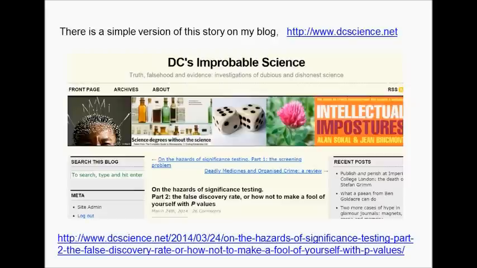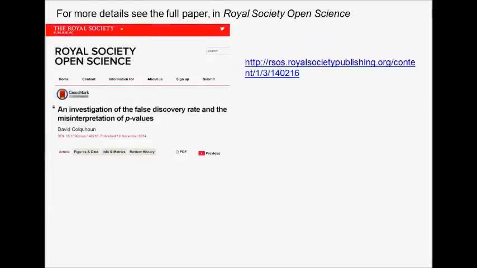You can read more about this on my blog. There's a simple version on the blog, which is where the work started. If you put "hazards of significance testing" in the search box, you can come up with part 1, which is about screening tests, and part 2, which is a simplified version of the p-value interpretation. It's been written up now as a proper paper published in Royal Society Open Science. It's a nice journal, takes papers in every field, and it's free at the moment and is totally open access, and it has comments. It is the future face of publishing, in other words.